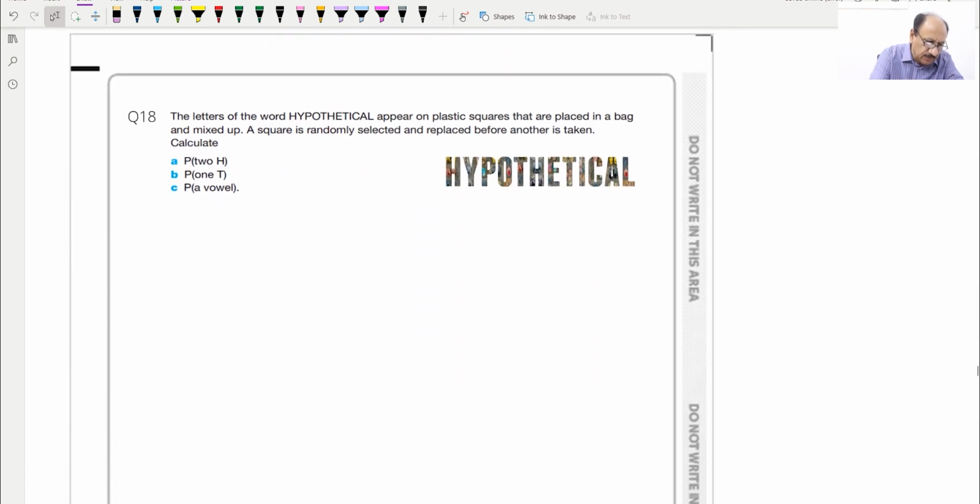Question number 18. Question number 18 says the letters of the word hypothetical appear on plastic squares that are placed in a bag and mixed up. A square is randomly selected and replaced before another is taken. So calculate A part, probability of 2h. So probability of getting 2h.